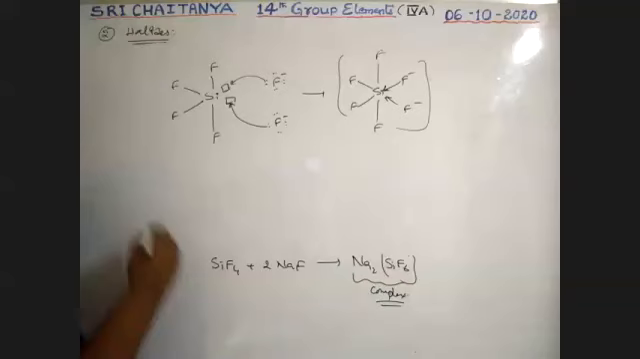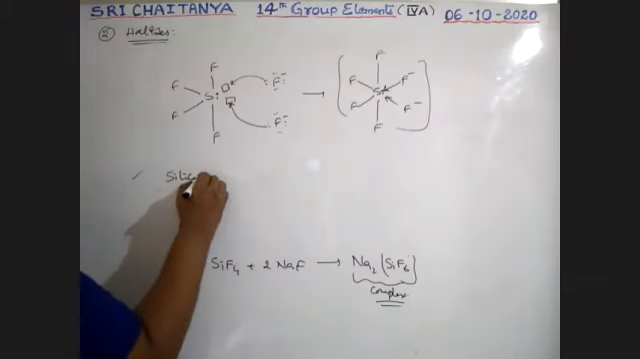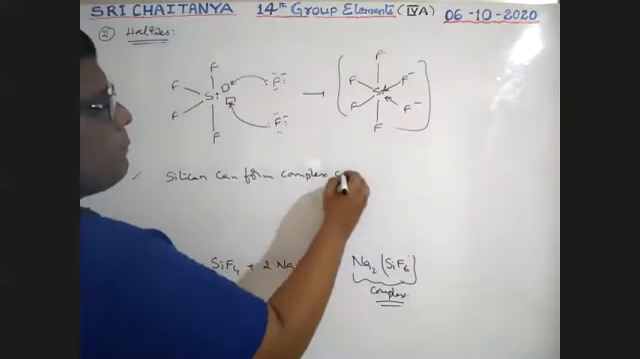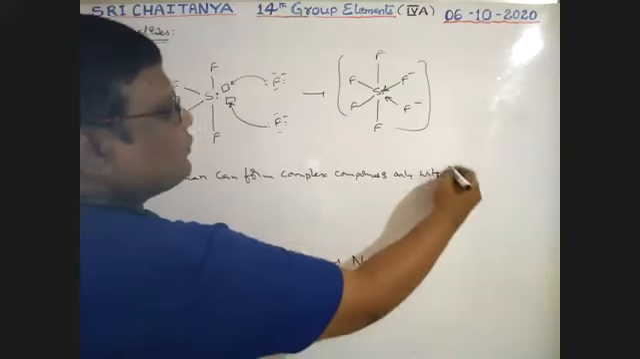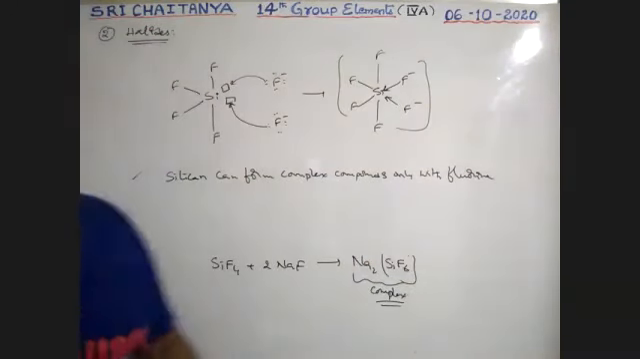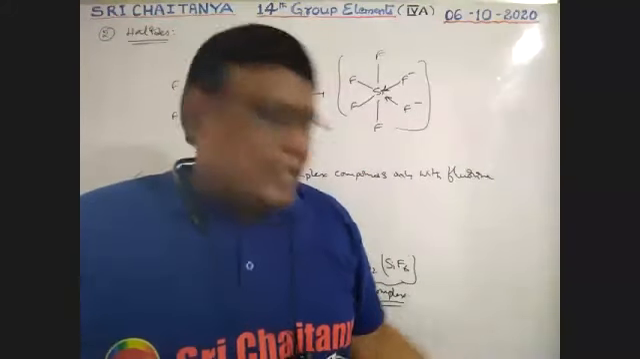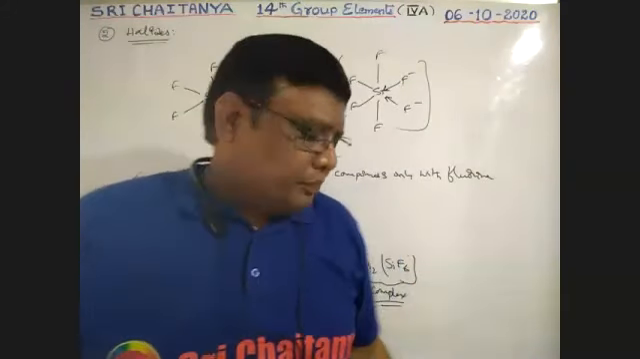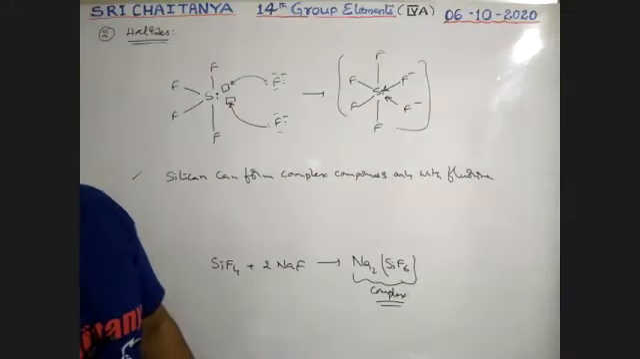Next, silicon can form complex compounds only with fluorine. These are fluorine atoms, boys. Fluorine has that tendency. That is why silicon can form complex compounds only with fluorine atoms. Because of this reason, it has greater tendency. Okay. Next point.